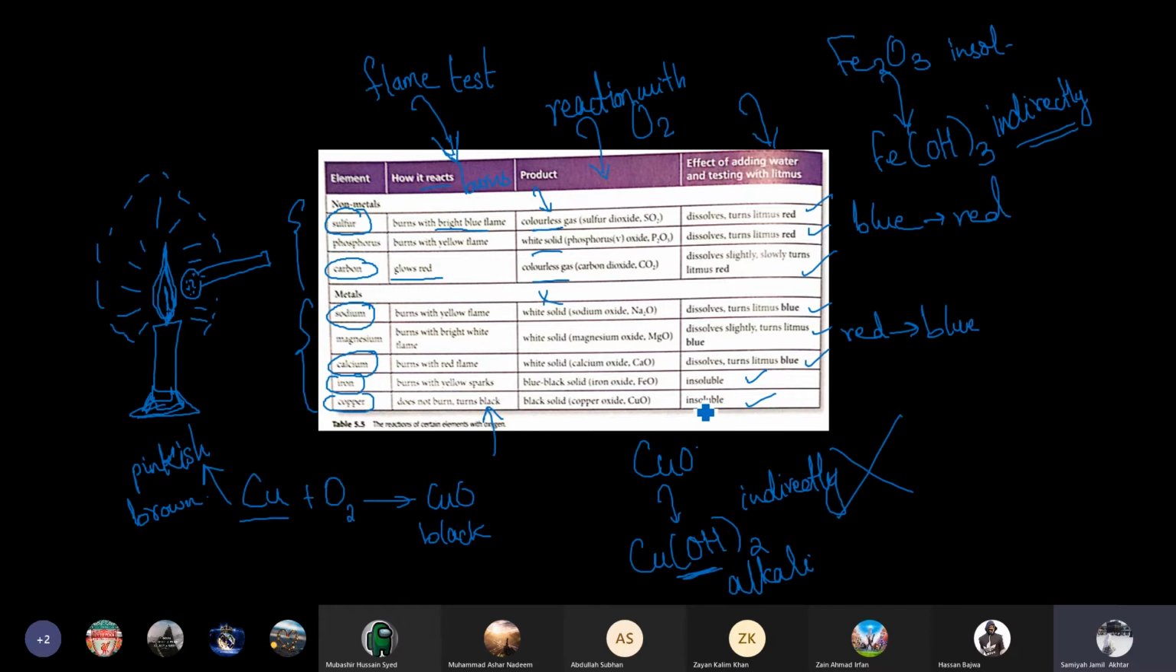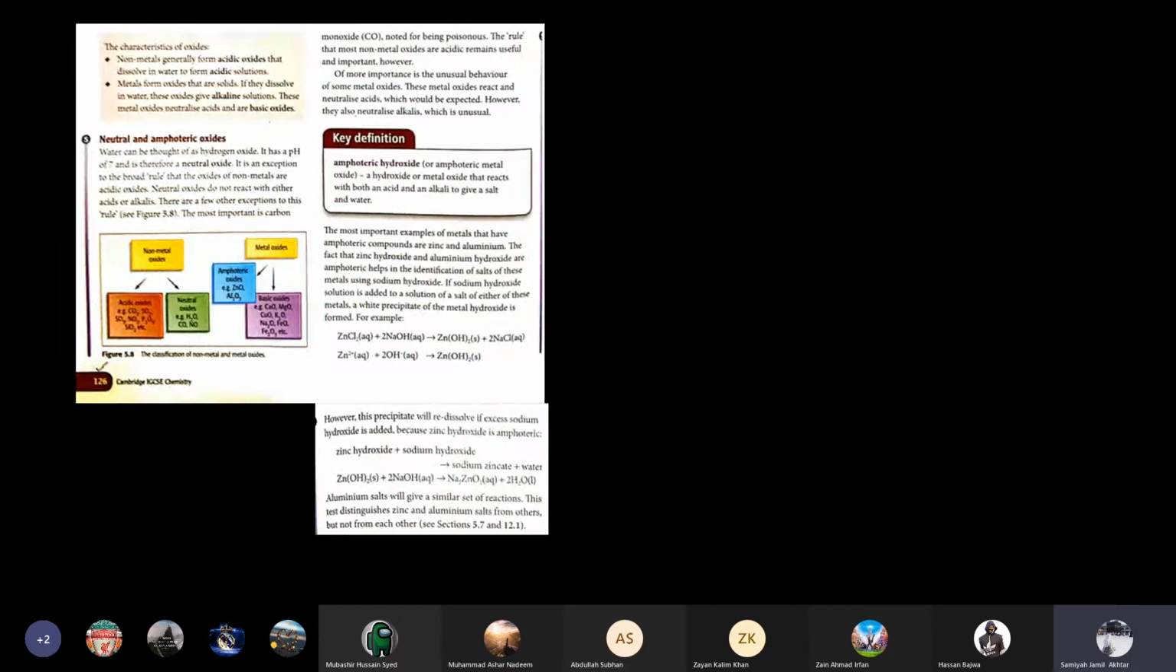So after this table, the characteristics of oxides. The two oxides that we studied in detail, acidic oxide and basic oxide, these two are actually the summary of whatever we discussed. So non-metals generally form acidic oxides that dissolve in water to form acidic solutions. So they dissolve to form acids.